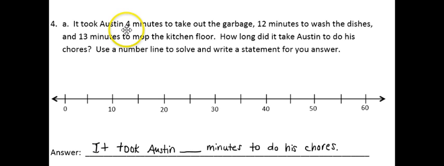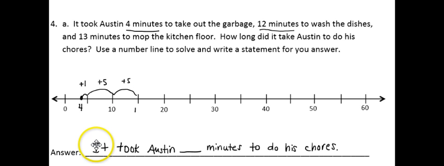And we'll start with the 4 minutes it took to take out the garbage. I'll find the 4 mark on my number line. To that we will add the 12 minutes it took him to wash the dishes. I'll do a hop of 1 to get to 5, and then let's do a hop of 5, and then another hop of 5. That gets me to 15, and then another hop of 1. That takes me to 16.